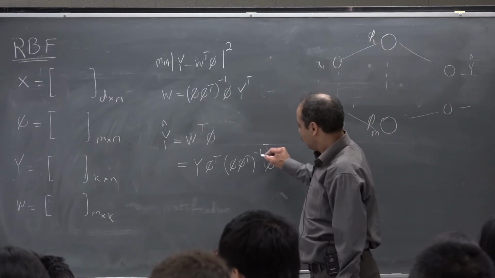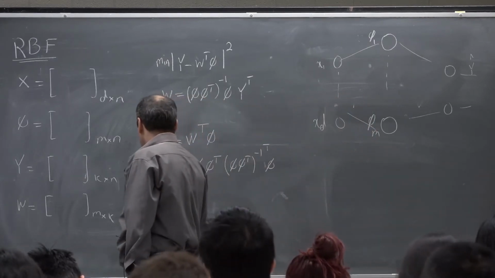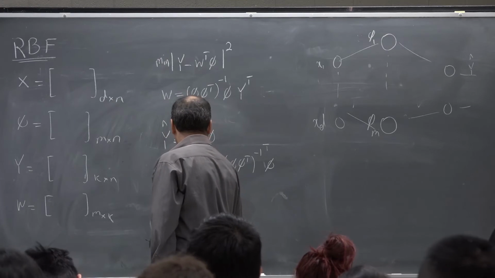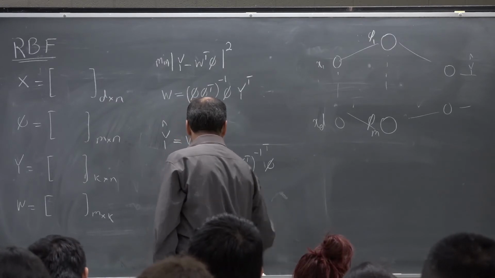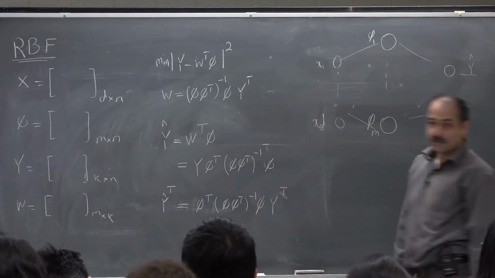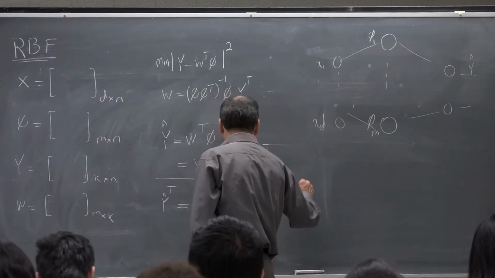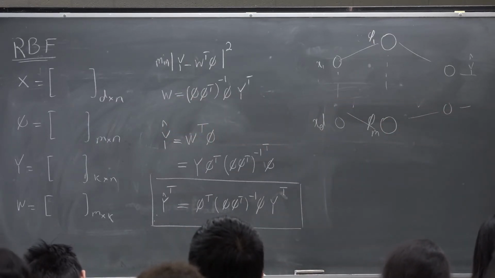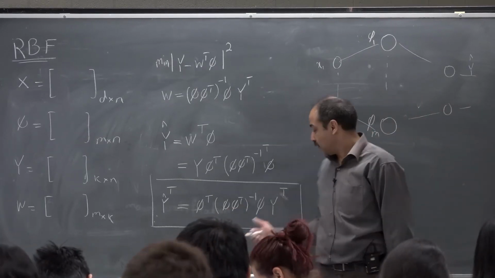To get rid of this inverse transpose, let me transpose both sides of this equation. So Y hat transpose is phi transpose, phi phi transpose inverse, phi Y transpose. Okay, that's my estimation. That's F hat. This is my observation.